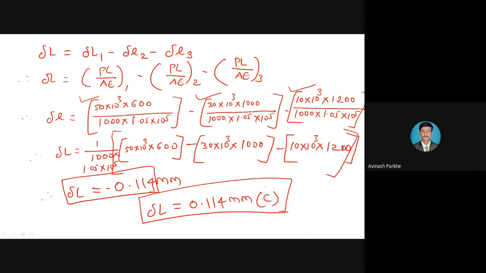Okay, so like that you have to do the calculation. That is, total deformation is equal to minus 0.114 mm. Getting? Have you done the calculation? Everyone, have you done the calculation? Yes, sir. Okay.